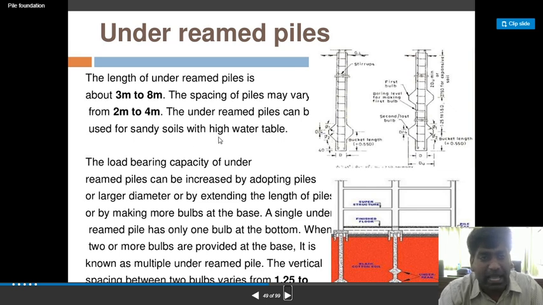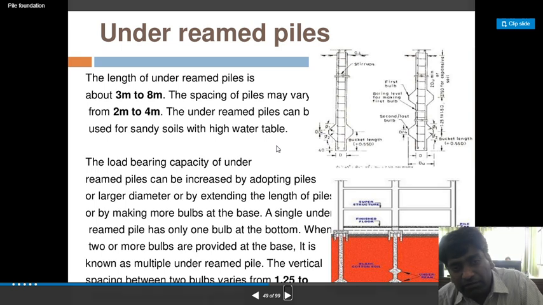The under-reamed piles can be used for sandy soil with a high water table. So these are the under-reamed bulbs. So in a way, this is a way to provide the under-reamed piles so that friction generated from the soft soil deposits may increase.